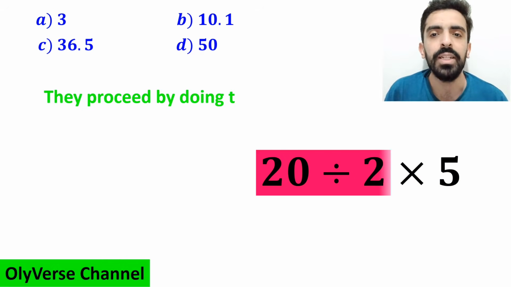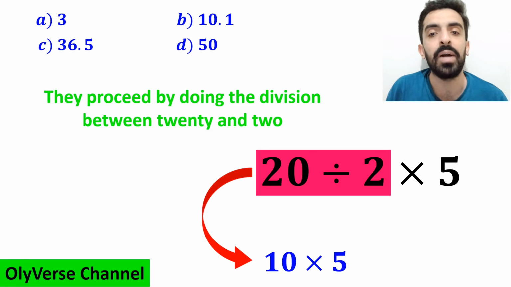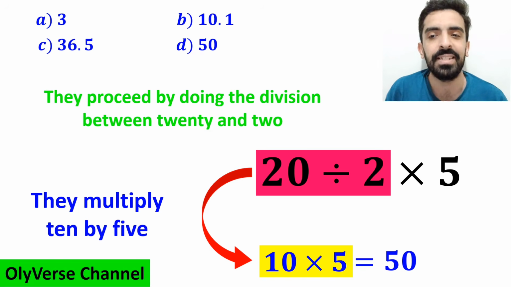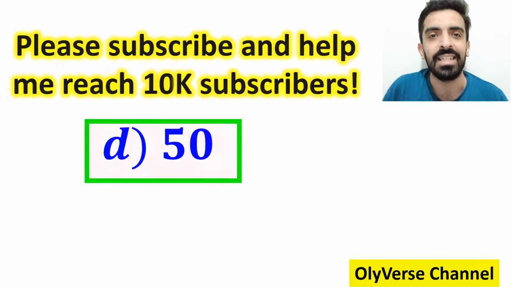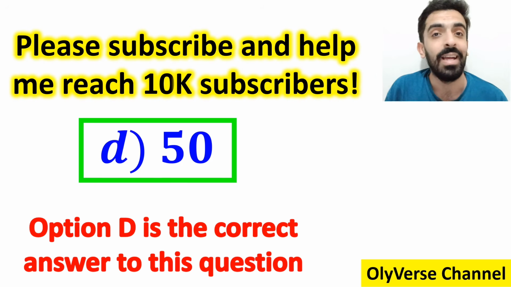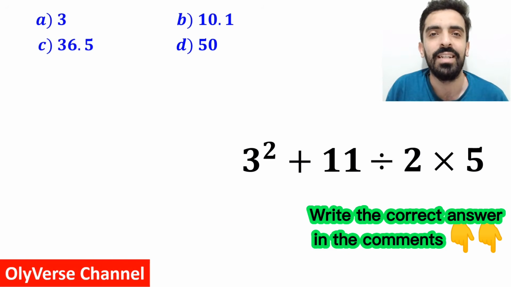Then, they proceed by doing the division between 20 and 2, which gives them 10 multiplied by 5. And finally, they multiply 10 by 5, which ends up with the answer 50. Then, without any hesitation, they quickly say that option D is the correct answer to this question. However, this answer is absolutely wrong.